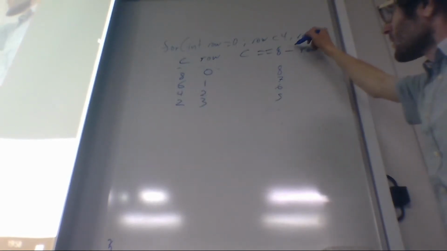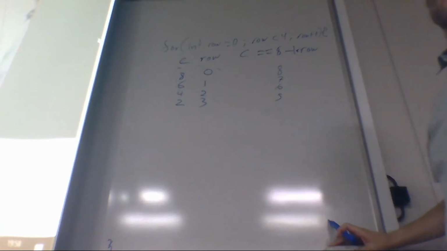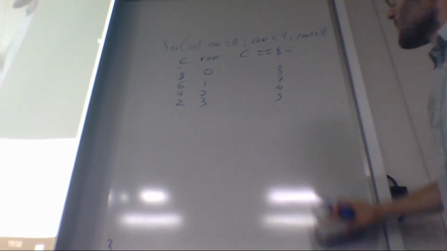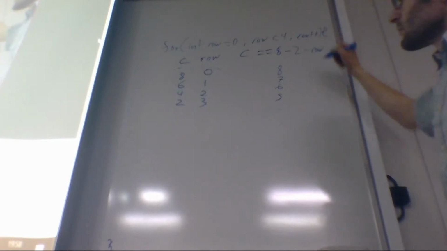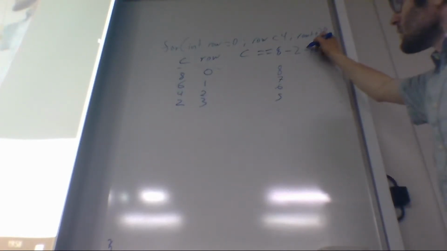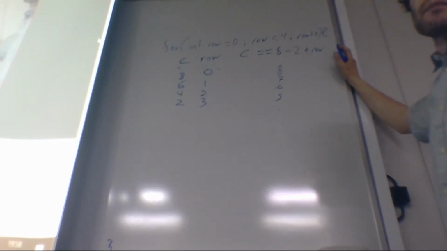I'm going to give you a hint. Right now this is 8 times 1 minus row. Oh, 8 times 2 minus row. Yep. Or 8 minus 2 times row. Yeah, 8 minus 2 times row.